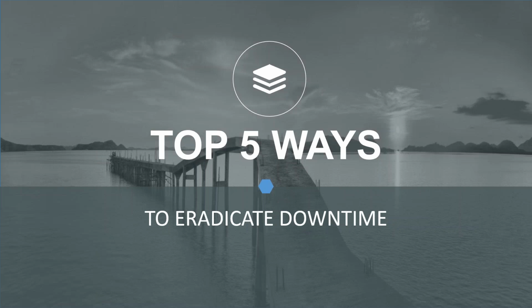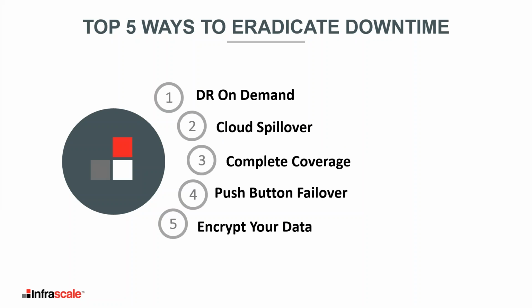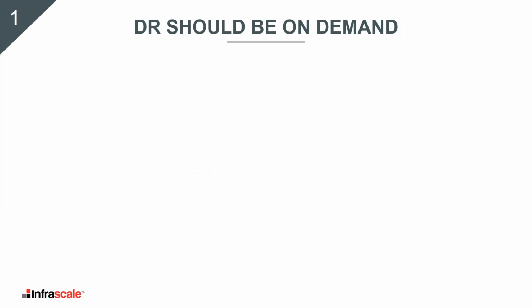So let's take a look at the top 5 ways to eradicate downtime now. These are the key purchase requirements that you should be considering as you compare different DRaaS vendors. So here they are. Let's take a look. Number 1, DR should be on demand. Number 2, cloud spillover. Number 3 is complete coverage. Number 4 is push button failover. And number 5 is encryption of your customer's data.